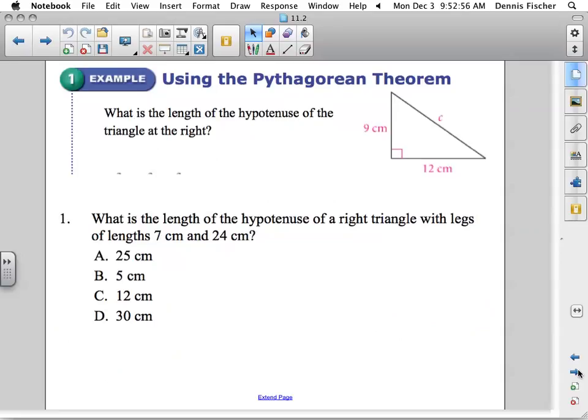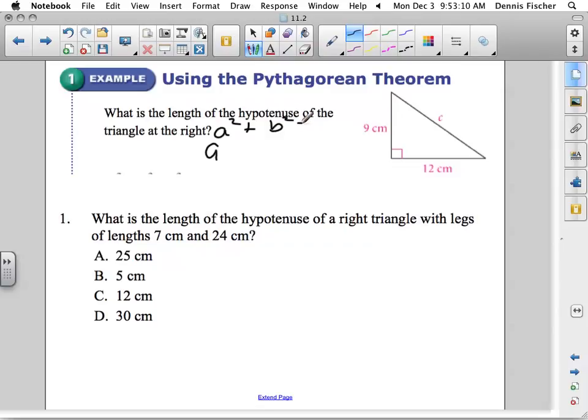Now you notice on this triangle up here we got two sides, we got two legs, 9 and 12, right? We're looking for the hypotenuse, so we're looking for c. So if I was solving this one down, I would write down a squared plus b squared equals c squared, and I'm going to go 9 squared plus my other side, 12 squared, equals c squared, using the Pythagorean theorem.